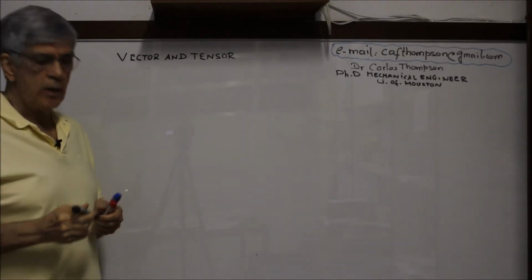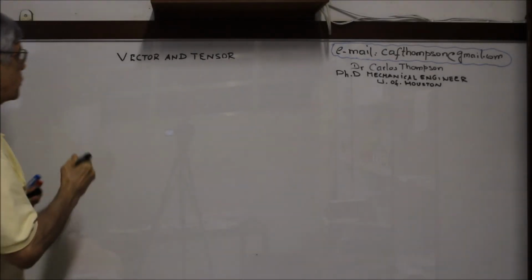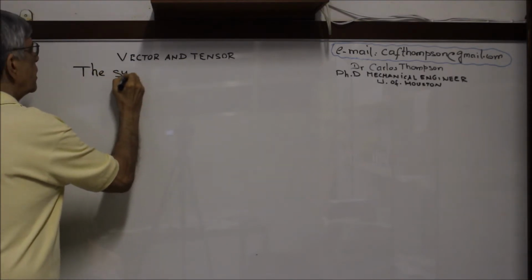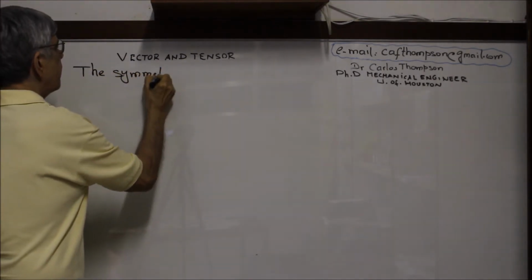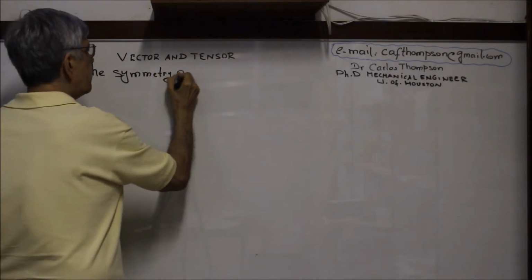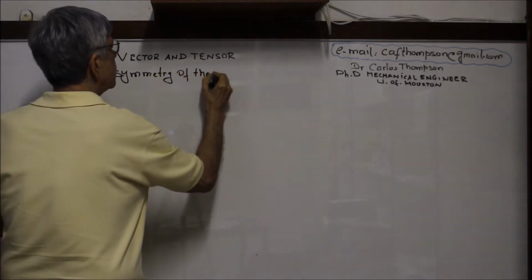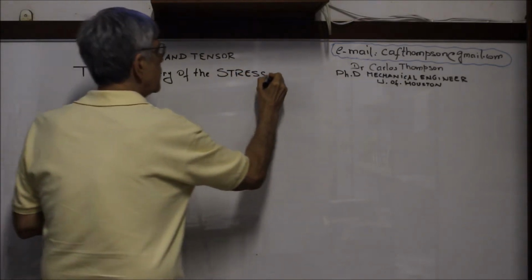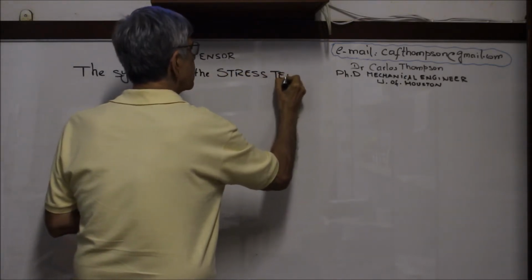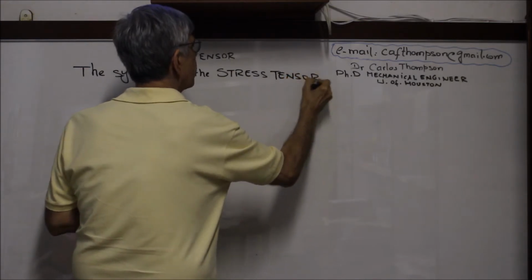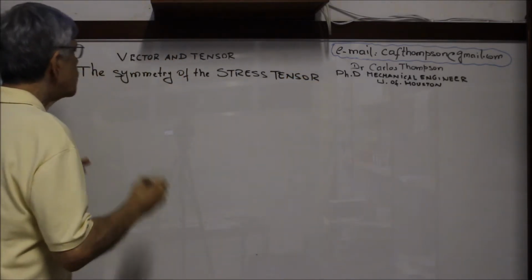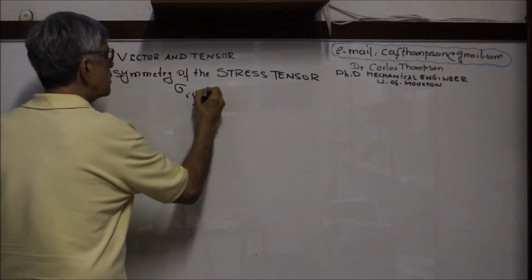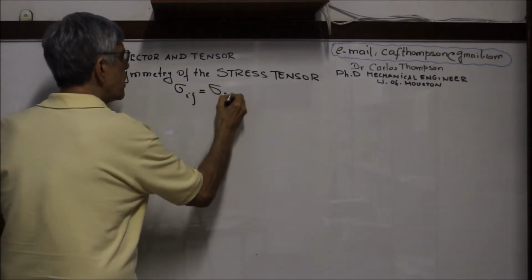This lecture we will talk about the symmetry of the stress second order tensor, the stress tensor. We want to show that sigma ij is equal to sigma ji.